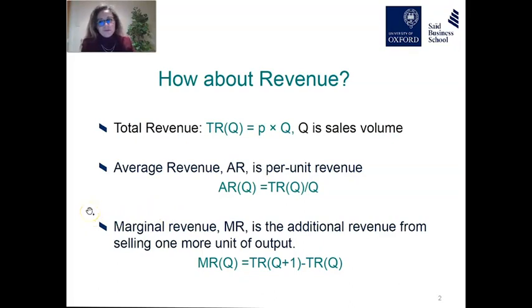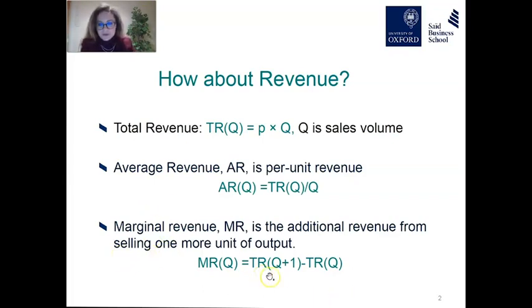Now the marginal revenue, which is our key concept for profit maximization. Marginal revenue, again similar to marginal cost, is the additional revenue that you obtain from selling, in this case, 1 unit of output.